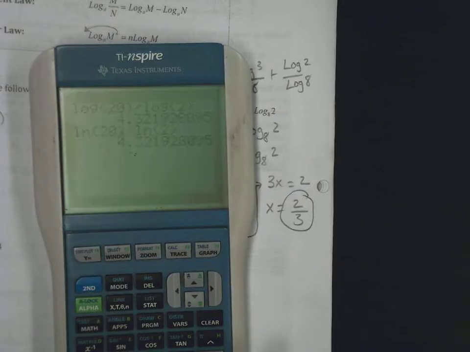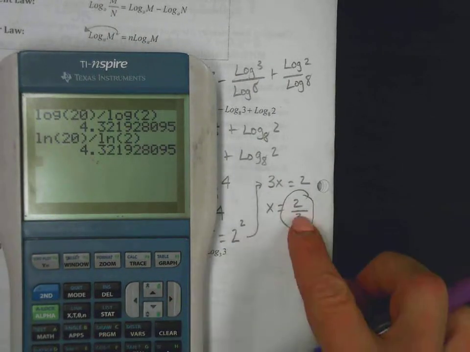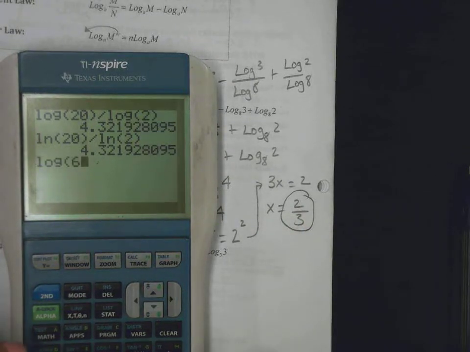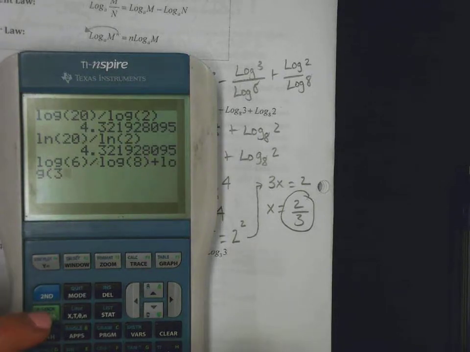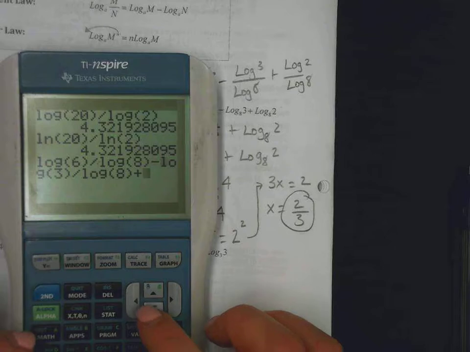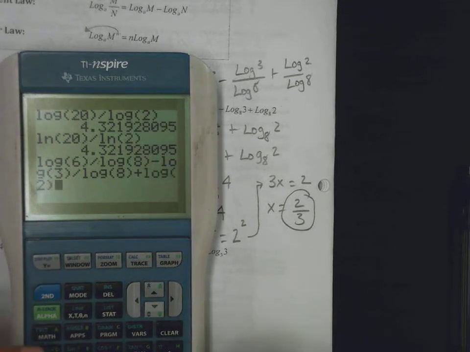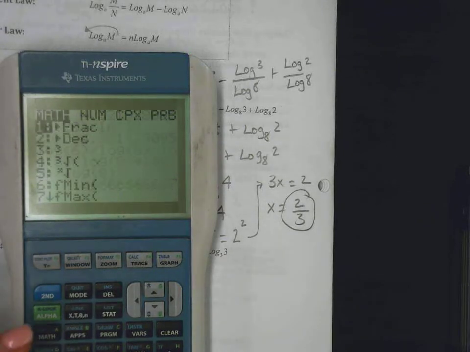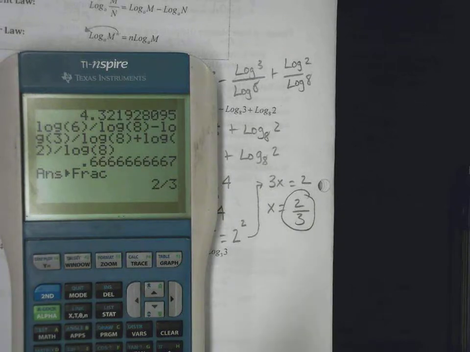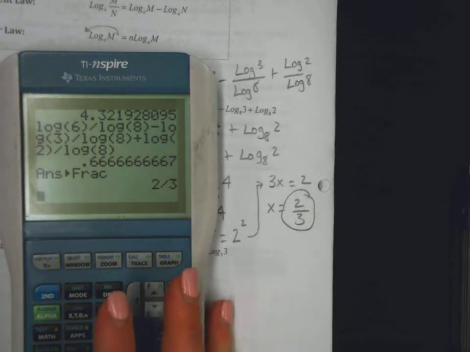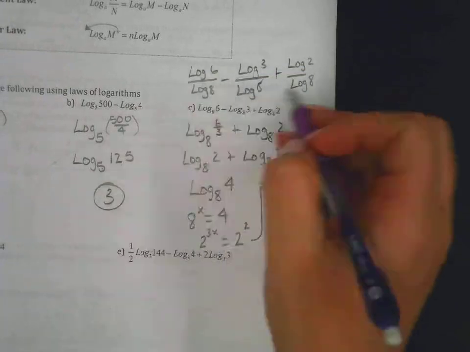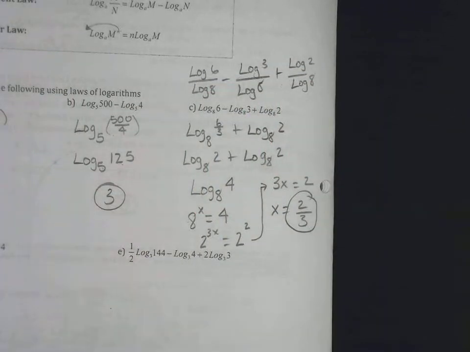On your calculator, if you wanted to evaluate this, just to double check your answer, I would take log of 6 divided by log of 8, plus log of 3 divided by log of 8, oh sorry, this should be a minus, plus log of 2 divided by log of 8. When I do that, all of that should equate to 2/3, which we can see it does. Okay, so we get 2/3. So one way to check your work is by using that change of base identity and rewriting this as a common logarithm.